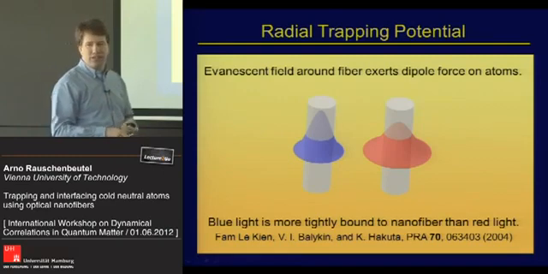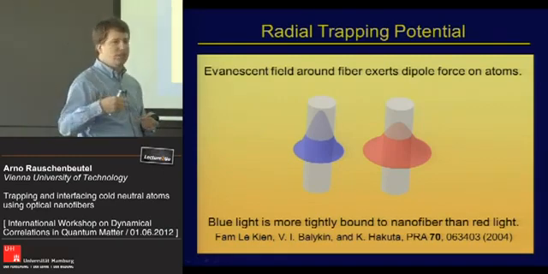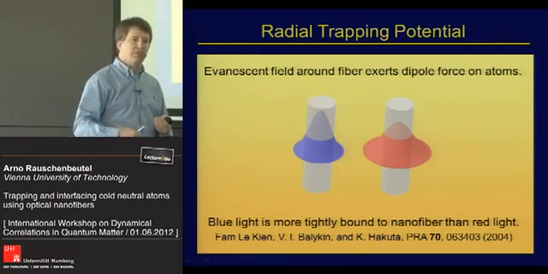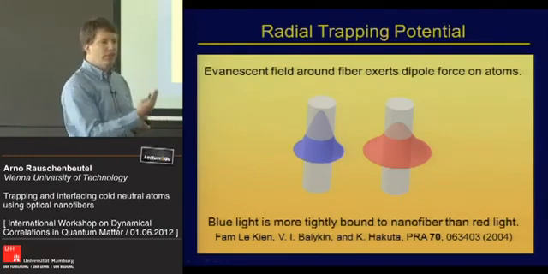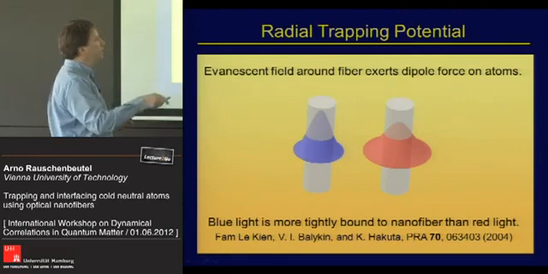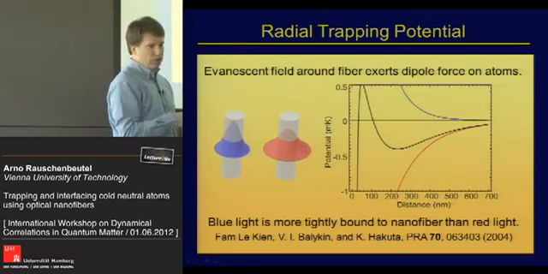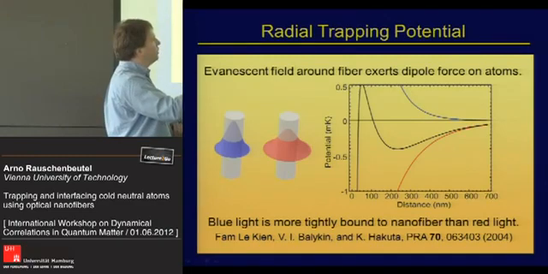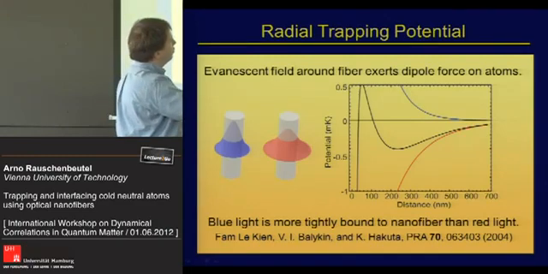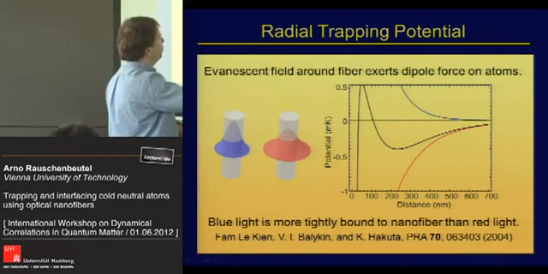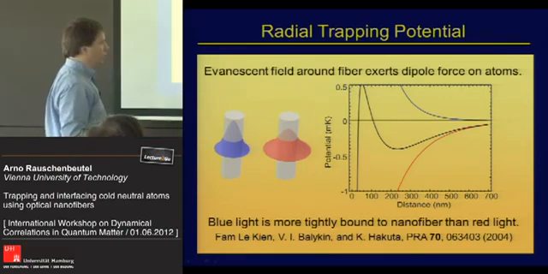This means that if an atom approaches the fiber from a distance, it will first see the red detuned field, so be attracted towards the fiber, and then it sees the repulsive blue field and it's repelled, meaning that at a distance that we can set by choosing the detunings and powers, we can have a stable trapping minimum. So here you see the red attractive potential, the blue repulsive, and here at 200 nanometers from the fiber, we can have a trapping minimum of about 400 microkelvin depth.